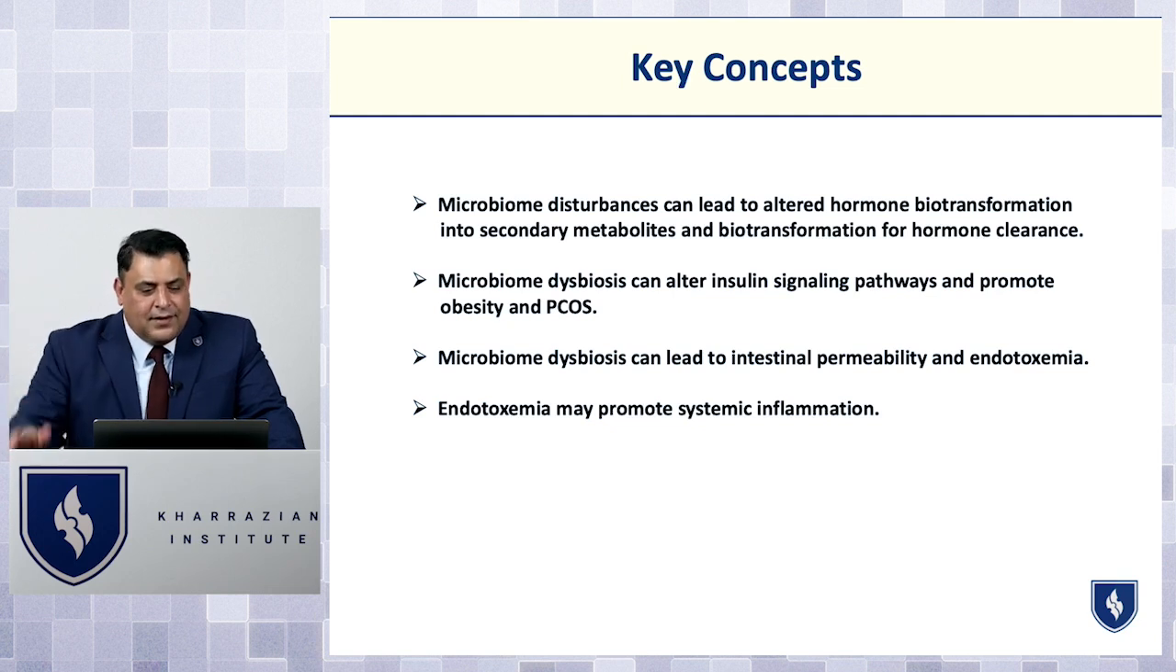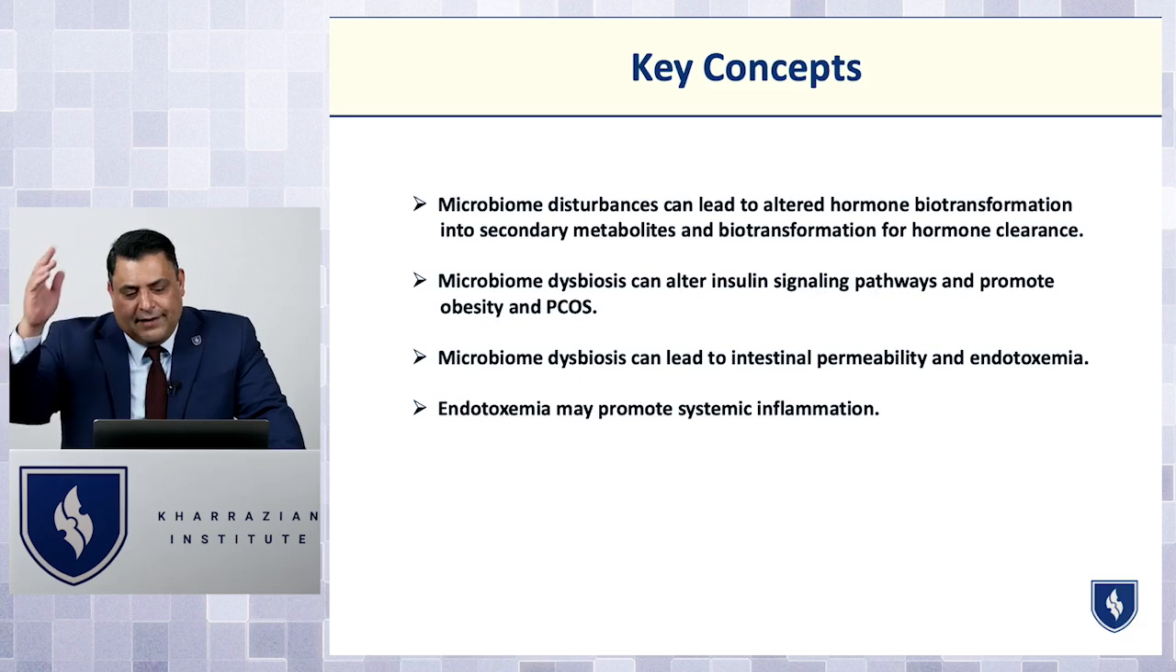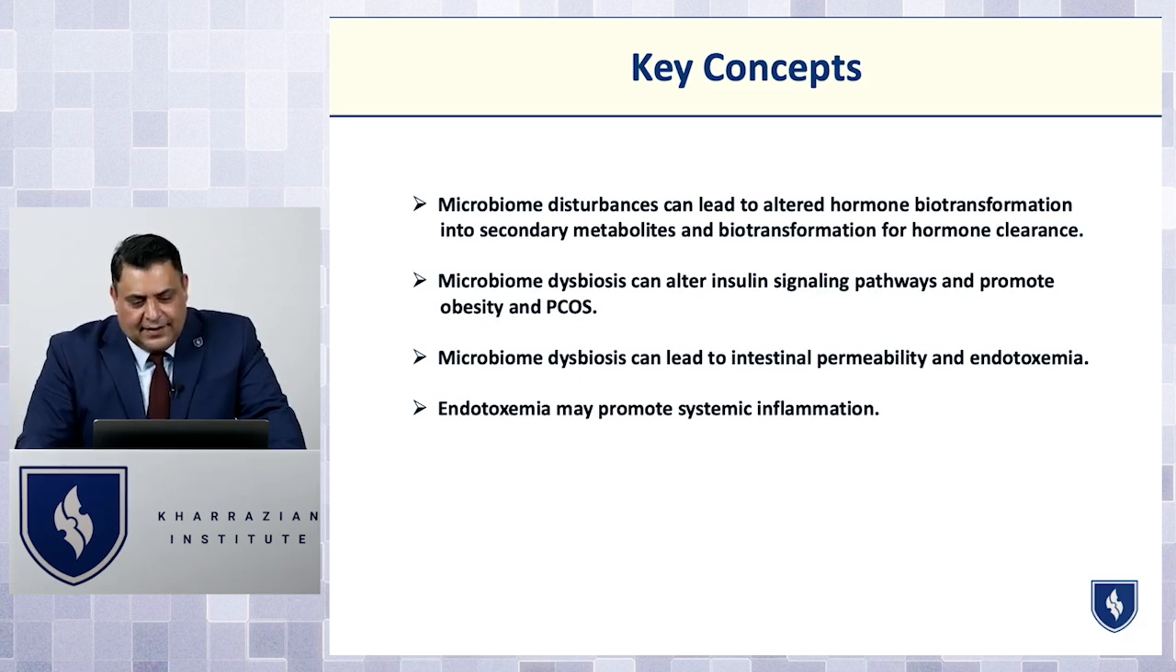You're going to see lots of young men that have very low testosterone because they have celiac disease and they eat gluten and dairy all the time, and the testosterone levels plummet. Until you fix that, it can't change. That's not going to be uncommon. Endotoxemia promotes systemic inflammation. That's the whole leaky gut pattern.